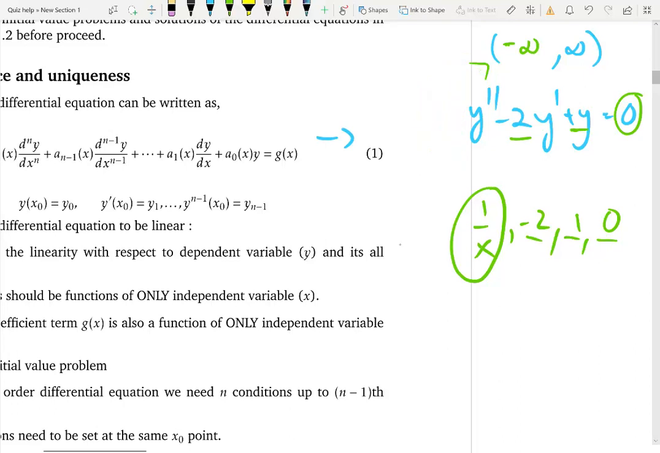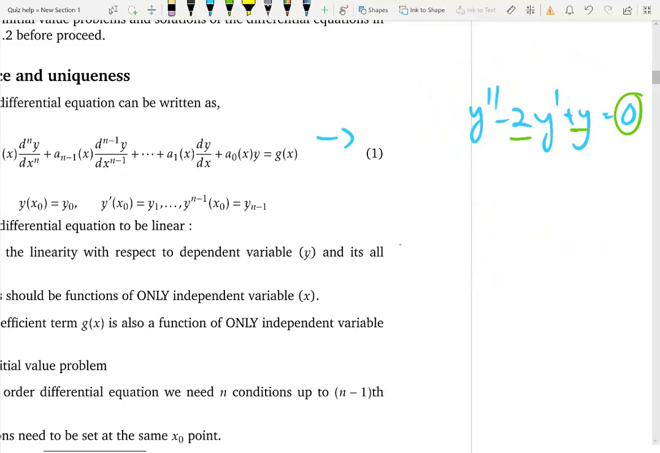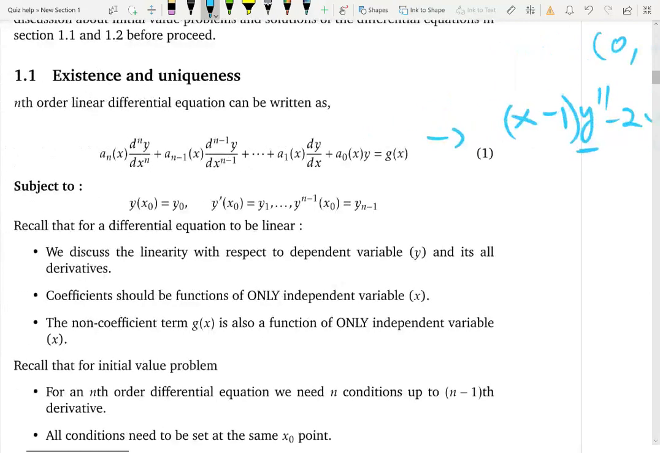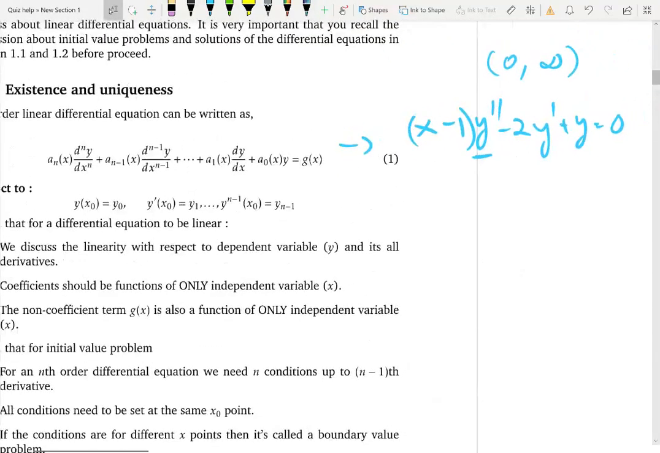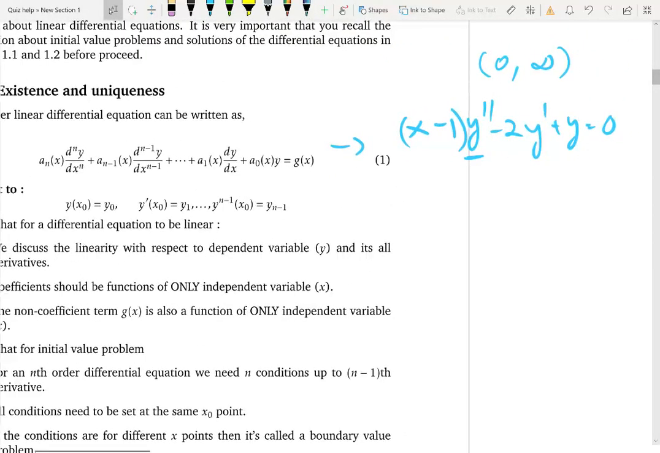Okay, let's look at the second condition. What the second condition says is to make sure your leading coefficient is nonzero, so let's create a leading coefficient x minus 1. The leading coefficient here is x minus 1 because it's the coefficient of the highest derivative, which is 2. So x minus 1 is the leading coefficient. Now let's pick an interval. Here's my challenge for you, 0 to infinity. Now what does the second condition say? The leading coefficient should not be 0 for every x value in the interval.